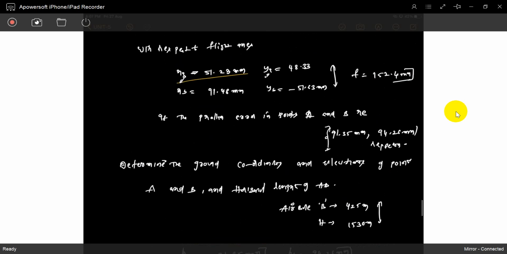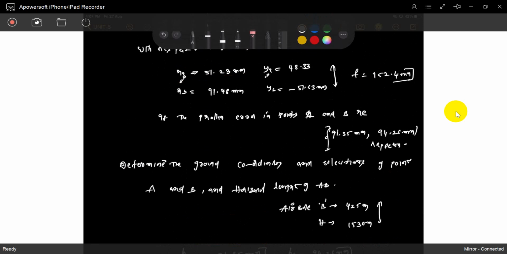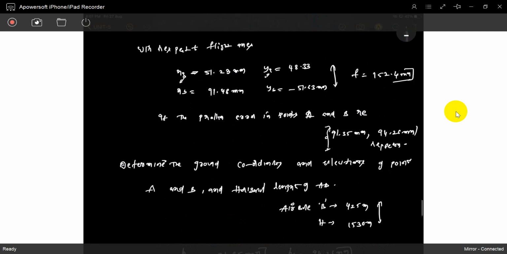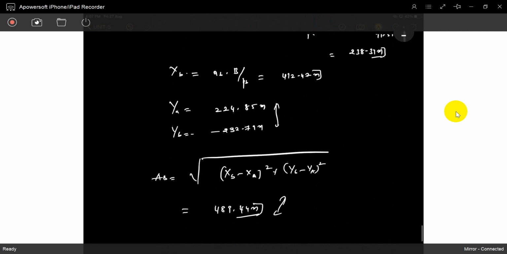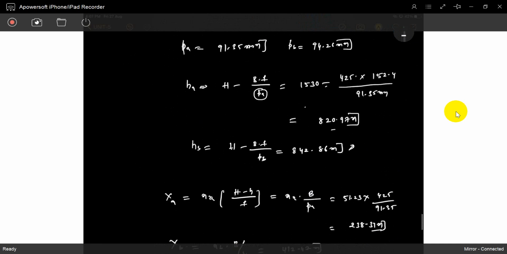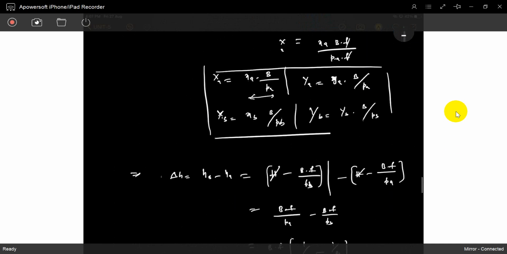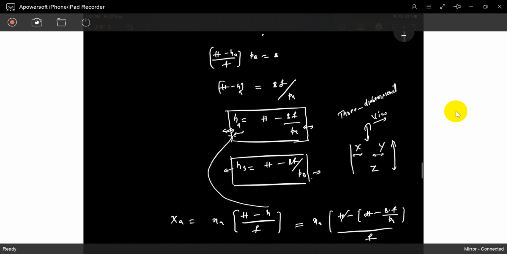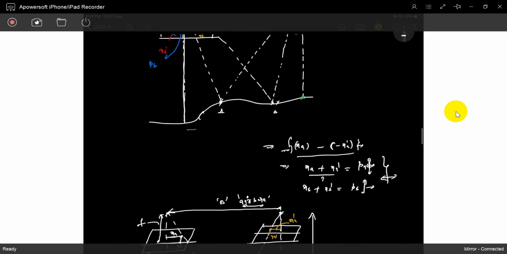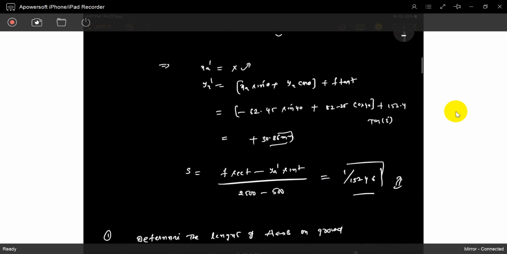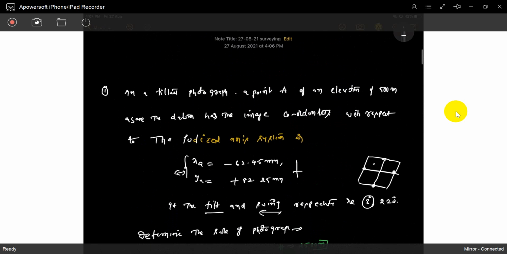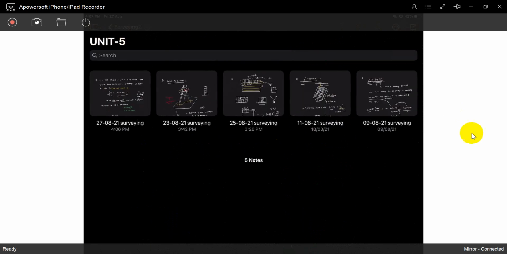So why do we require stereo photography? What is the use? What is the meaning of stereo photography? What is the parallax error? How to eliminate it? How to capture the parallax error? Everything we discussed. I think that's sufficient. Next class we will discuss other topics.